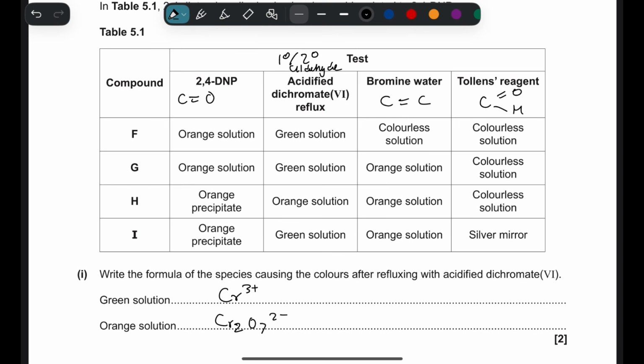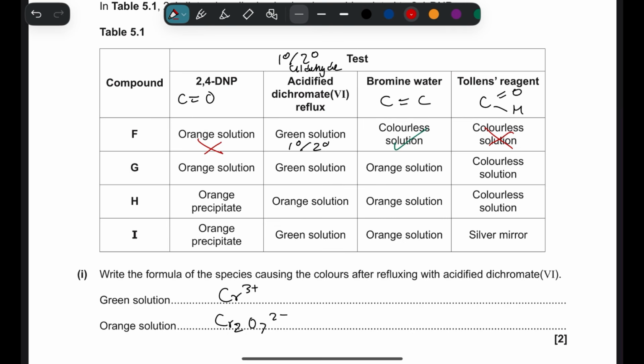Okay, now we've got that down, we can start working. So F has an orange solution, so we know this does not have a carbonyl group. If it's green, then we think, okay, well, we said green meaning it's a primary or secondary alcohol, but this one can't be an aldehyde because it didn't have the carbonyl group. So we think, okay, primary or secondary alcohol. Colorless solution: if it decolorizes bromine water, that means it does have a carbon-to-carbon double bond. And with Tollens reagent, it's colorless, so as we expected, it's not an aldehyde.